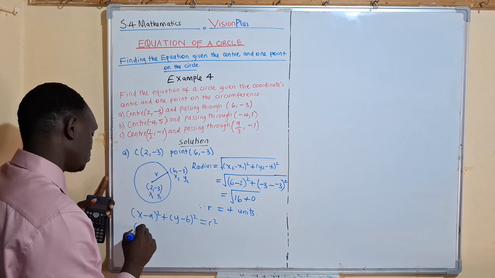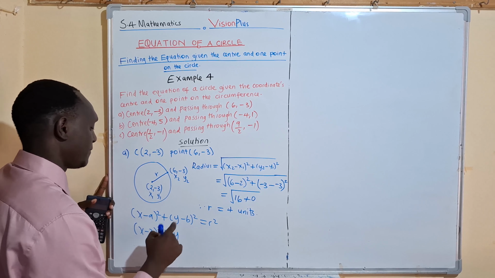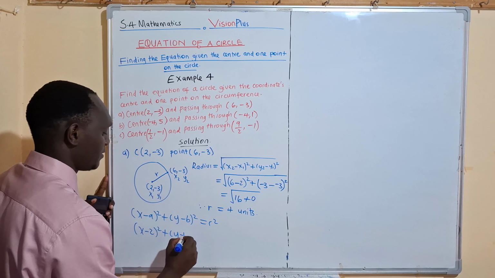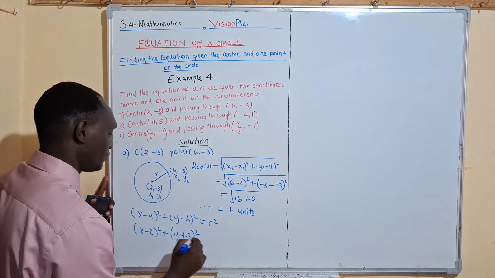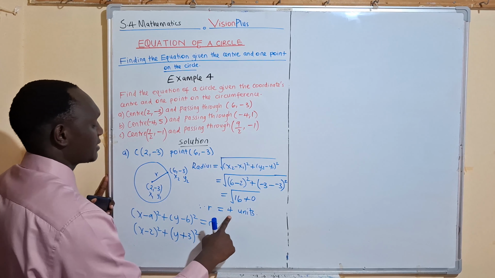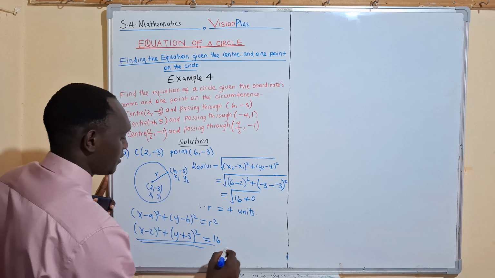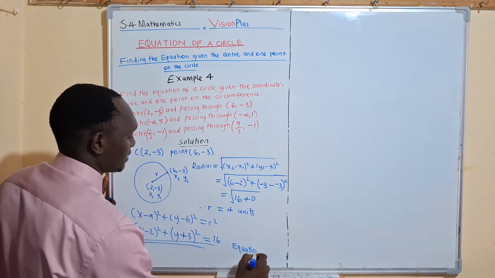Substitute for a, which is 2. We will have (x minus 2) squared plus (y, b is -3, so minus -3 gives us +3) squared equals r, which is 4. 4 squared is 16. And this is the answer, which is the equation of this circle in part A.